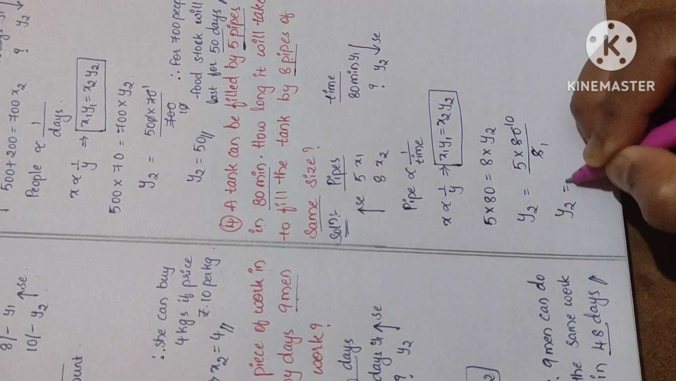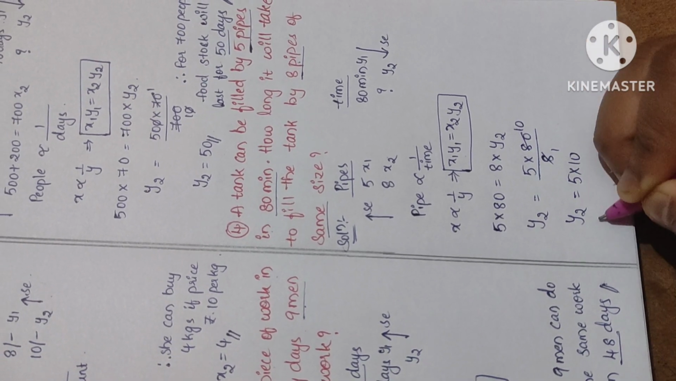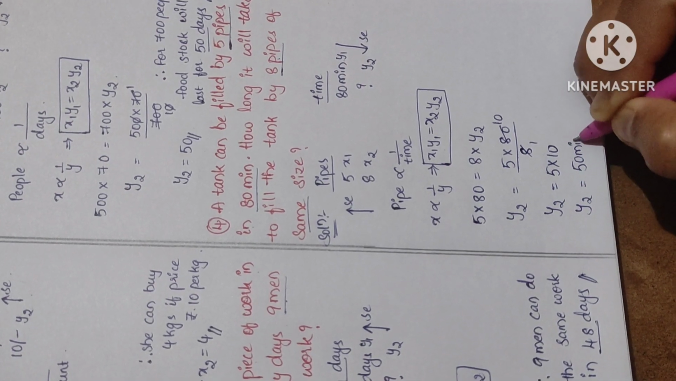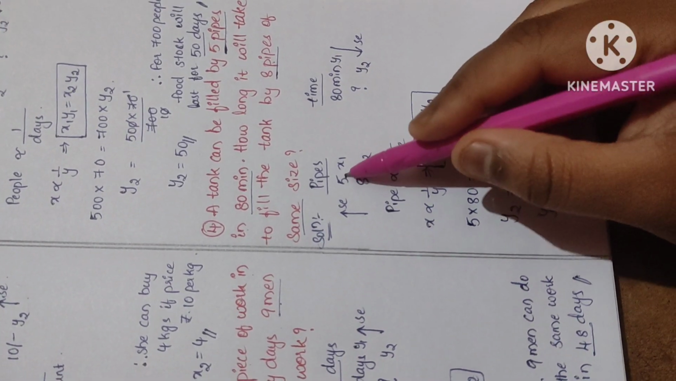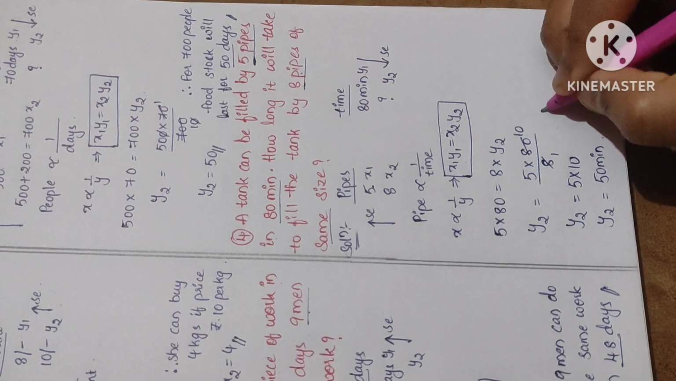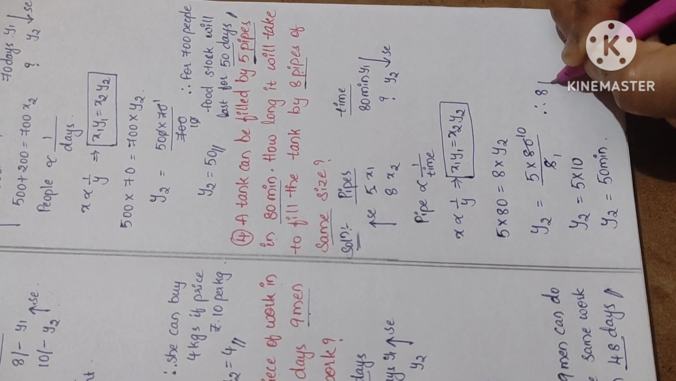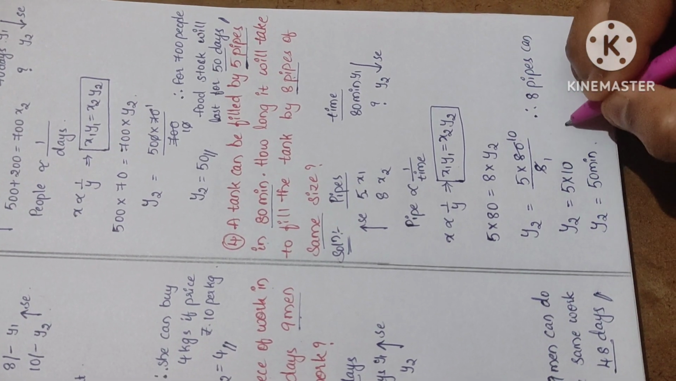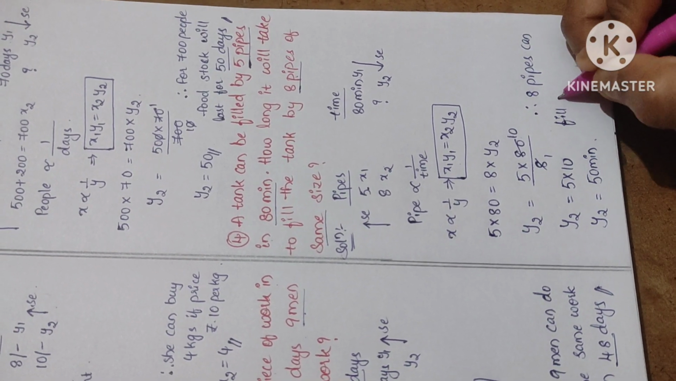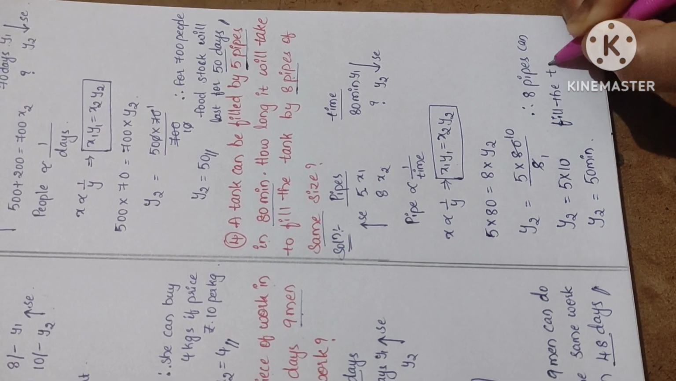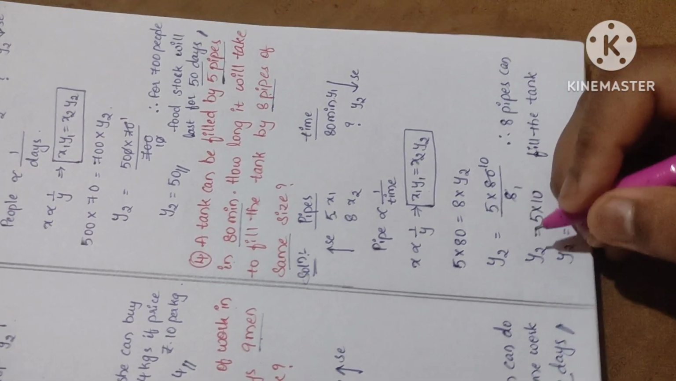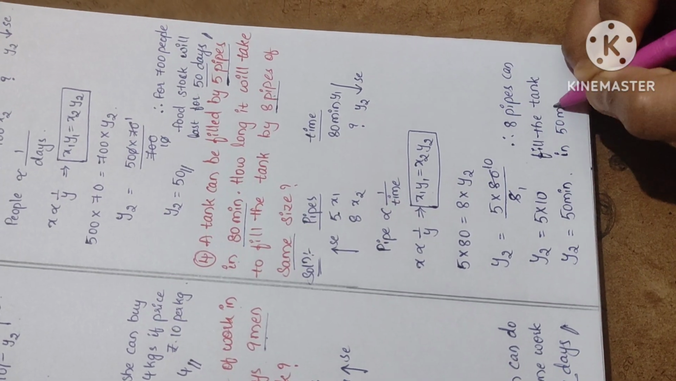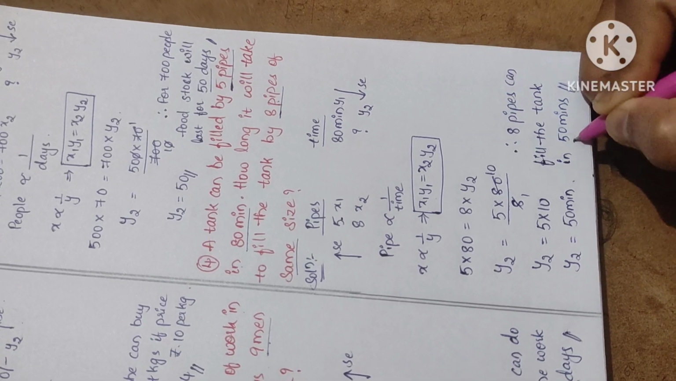We can cancel: 8 ones are 8, 8 tens are 80. So what are the remaining terms? 5 into 10, 5 tens are 50. So y2 is what? Time. So we have to write 50 minutes. So with the 5 pipes, the time taken to fill the tank is 80 minutes. If the pipes increase, that means for 8 pipes, the time will decrease to 50 minutes. So we can write the last and final statement as, 8 pipes can fill the tank within 50 minutes. This is our final solution.